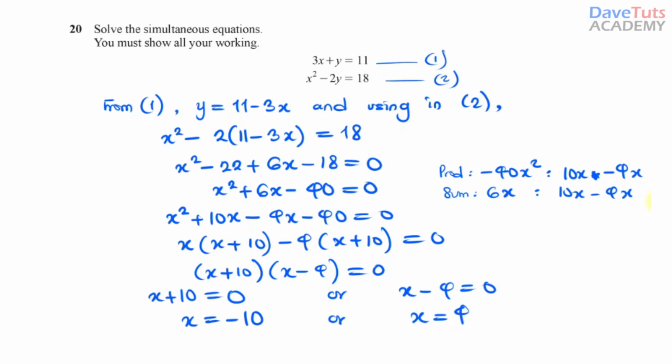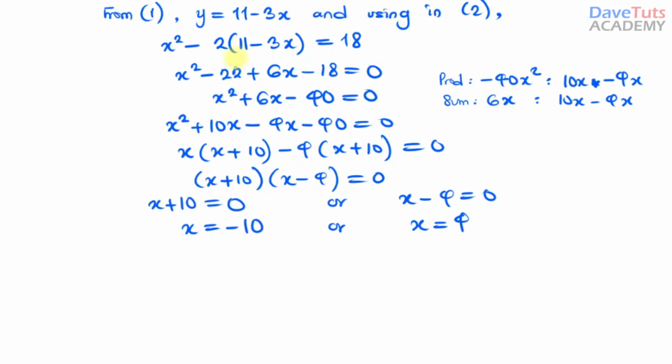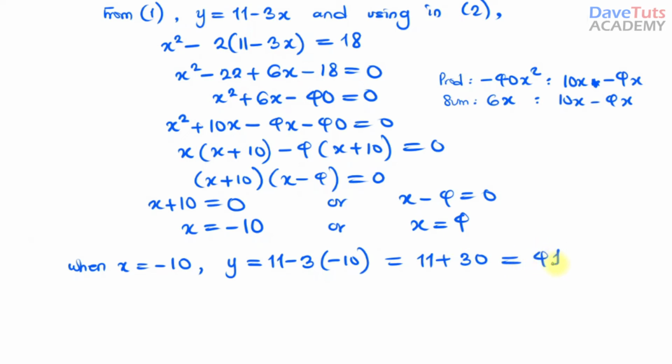So that is the first thing that we need to see and know. But then look at what we have initially. Y is 11 minus 3x. So when x is minus 10, y, which is 11 minus 3x, will now be 11 minus 3 times minus 10. So this will be 11 minus 3 times minus 10, which will become plus 30, and that will be 41. Okay, so we have the first point to be x is minus 10, y is 41.